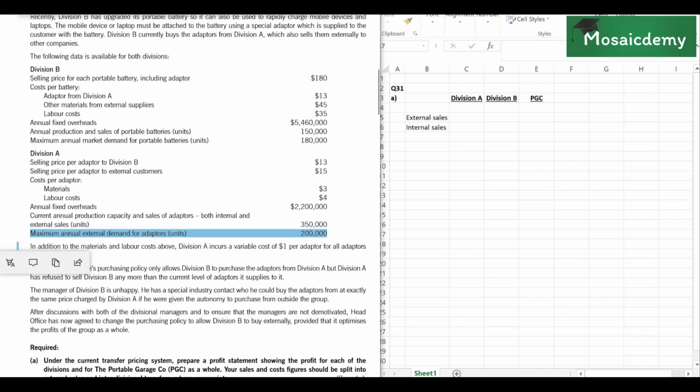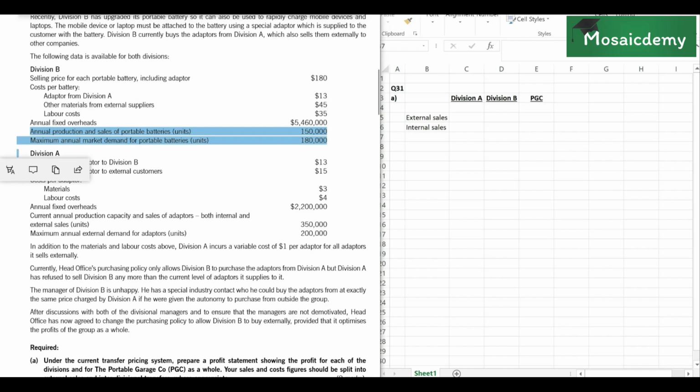And B, on the other hand, currently has annual production and sales of portable batteries of 150,000 and a maximum annual demand for the portable batteries of 180,000. So they're currently selling 150,000. Ideally, they would want to sell 180,000. So the 150,000 gives it away that they're restricted by the fact that they can only buy from division A and they can't make any further of their units. And what that also means is that since they can only make up to 150,000 units and A only has a spare capacity of 150,000 units, it means 1 unit of A is needed to make 1 unit of B. Sometimes they'll mention that in the question, sometimes you could figure it out like this as well.